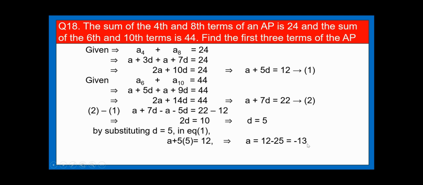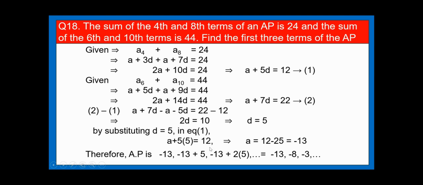Now we have a value minus 13 and we got d is equal to 5. So the AP is: the first term is minus 13, second term is minus 13 plus 5, and third term is minus 13 plus 2 times 5. Minus 13 plus 5 is minus 8. 2 fives is plus 10. Minus 13 plus 10 is minus 3. Therefore, the first three terms of this AP are minus 13, minus 8, minus 3, and so on.